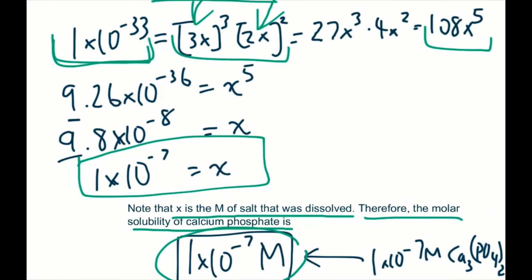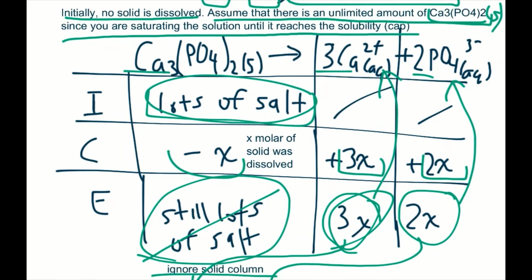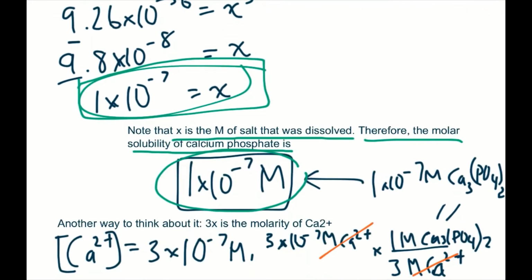We know that x is this, so since 3x is the concentration of calcium ions, then that means that the concentration of calcium ions is going to be 3 times 10 to the negative 7 molar. And we can use some cool stoichiometry to figure out the molarity of the salt. So for every 1 molar of calcium phosphate, there are 3 molar of calcium ions that are produced from it, since there are 3 calciums in 1 calcium phosphate.